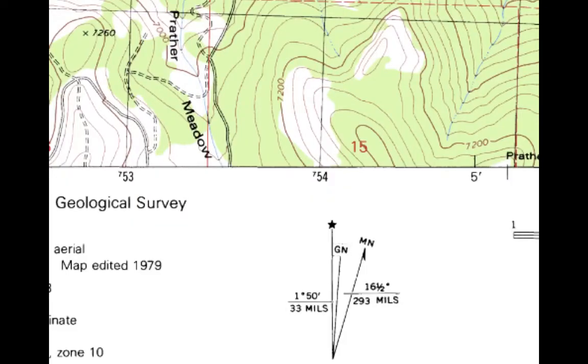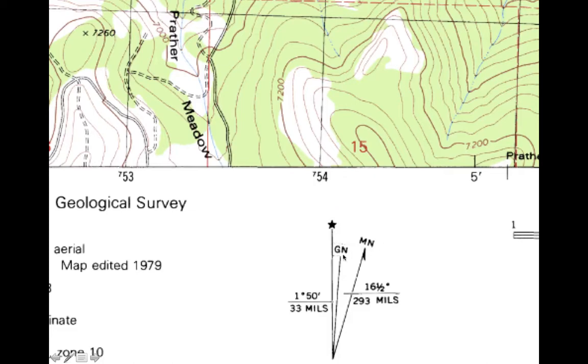Now, if you look in the bottom of your map, you'll find your declination diagram. What this diagram explains to you is the different norths on the map. This star represents true north. This map is oriented towards true north. True north points towards the North Pole.